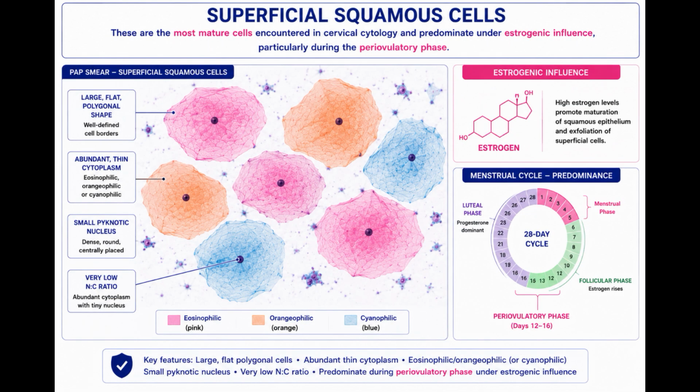Superficial squamous cells are the most mature cells encountered in cervical cytology. They are large, flat, polygonal cells with abundant thin cytoplasm that stains eosinophilic or orangeophilic, although cyanophilic forms may also occur. Their small pycnotic nucleus produces a very low nuclear to cytoplasmic ratio. These cells predominate under estrogenic influence, particularly during the periovulatory phase.